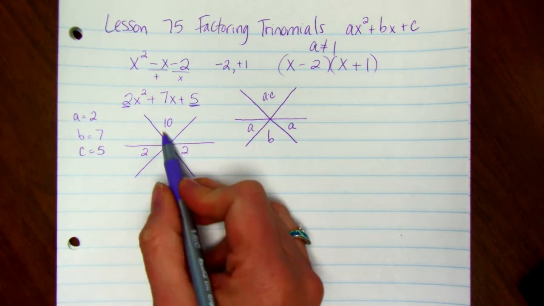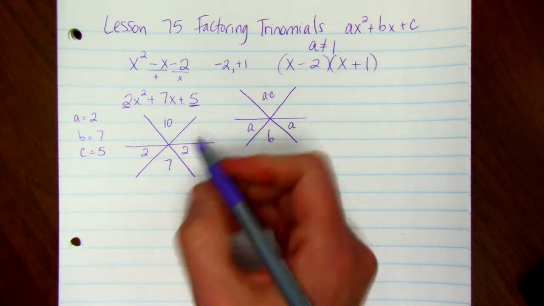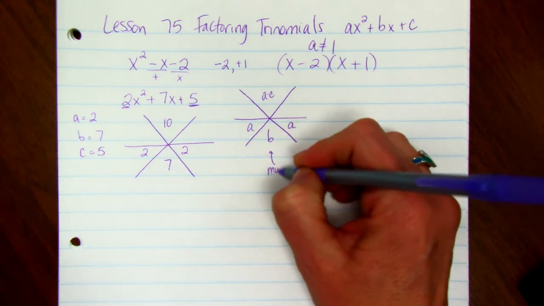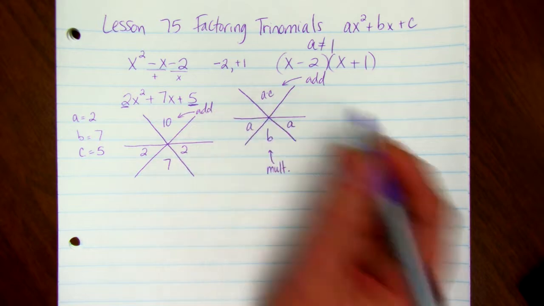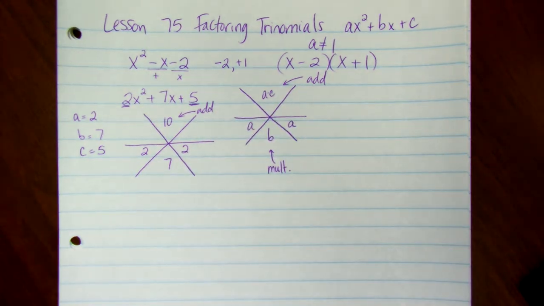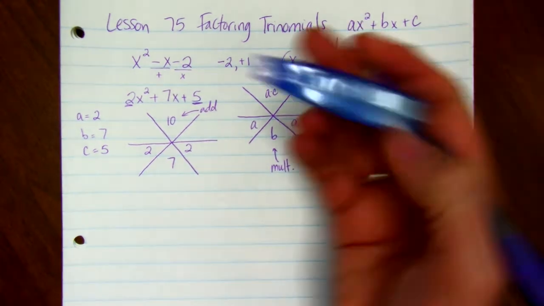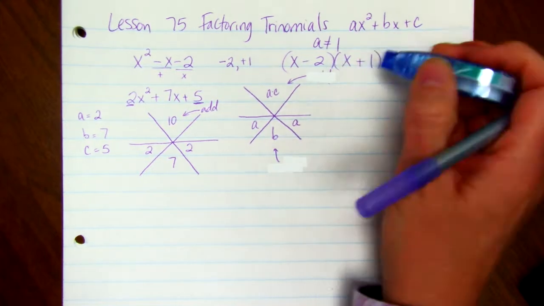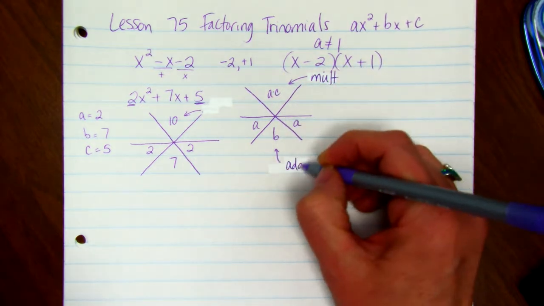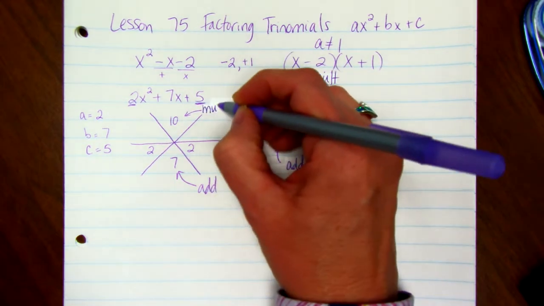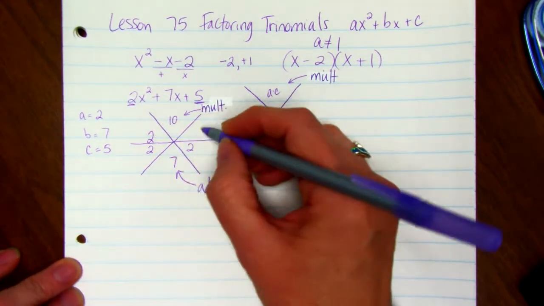Okay, now we have to think of two numbers that multiply to get a times c and add to get b. I said that wrong at first, but that makes more sense. So we want to add to get 7 and multiply to get 10. When we multiply to get 10, I always think of 2 times 5, and when I add 2 plus 5, I get 7. So I'm going to put a 2 here and a 5 here.